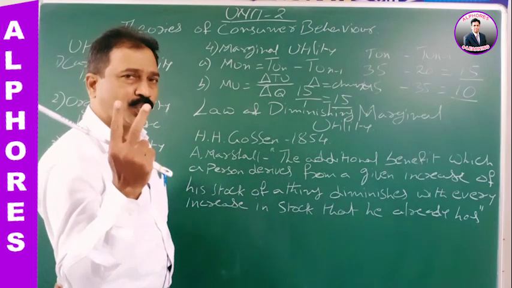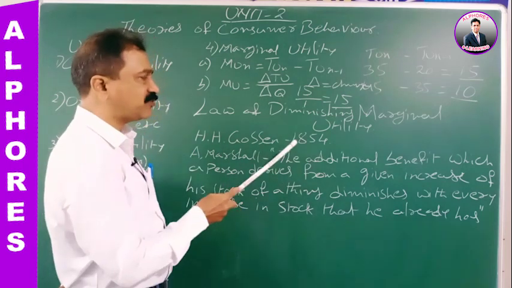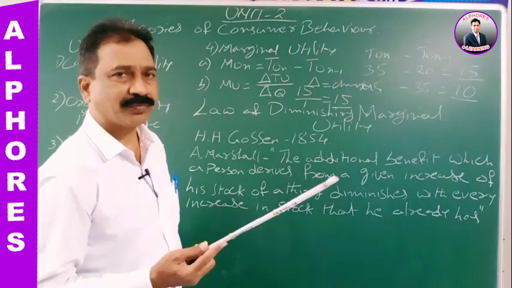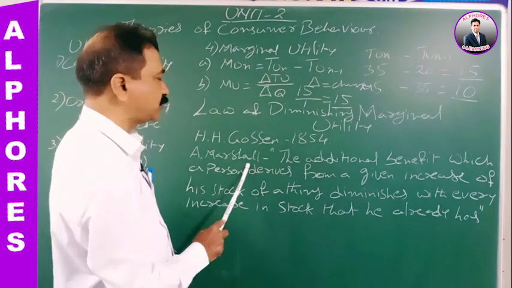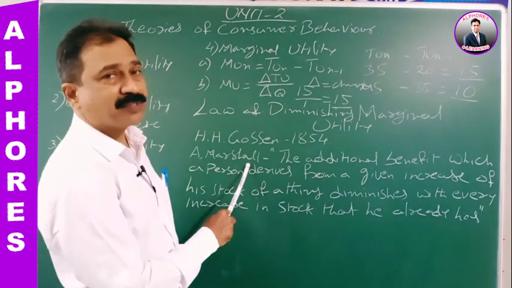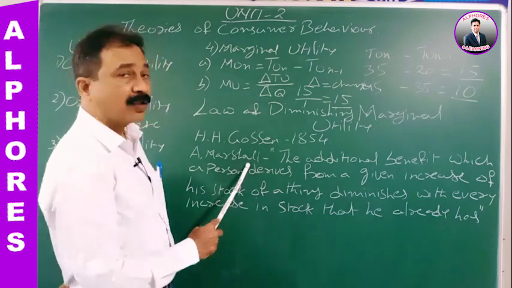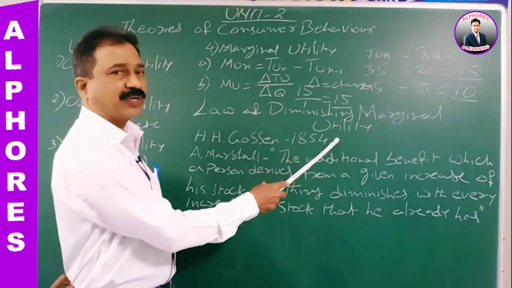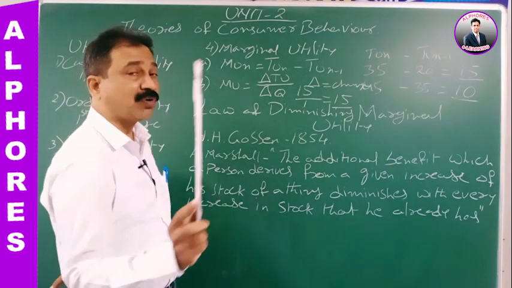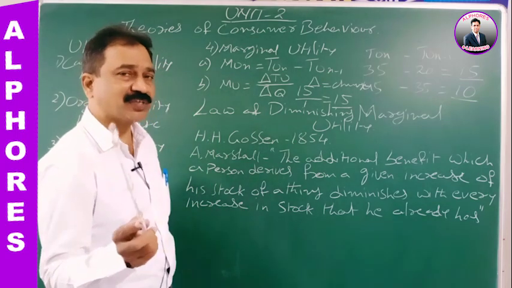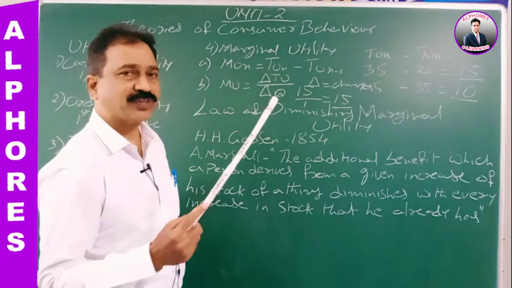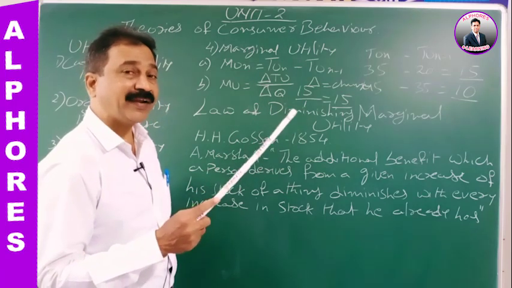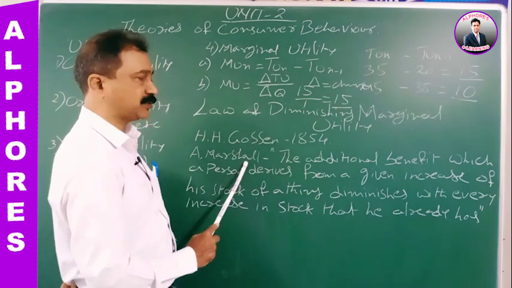I told you, he proposed two laws. Out of those two laws, this is the first one. But he did not develop it. He did not try to prove it, which was done by Alfred Marshall. Alfred Marshall, in his book Principles of Economics in 1890, discussed and explained this law of diminishing marginal utility in detail. In his book of what? Principles of Economics. We saw this in the first unit at the time of definitions. Principles of Economics, which was written in 1890 by Alfred Marshall.